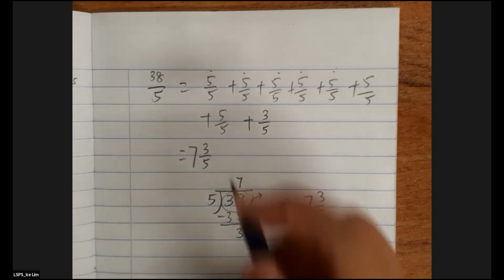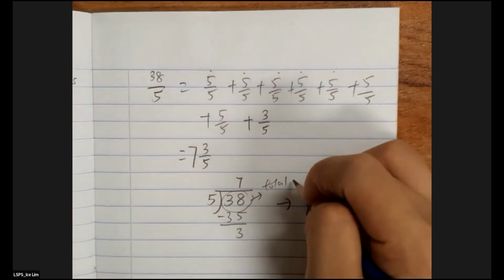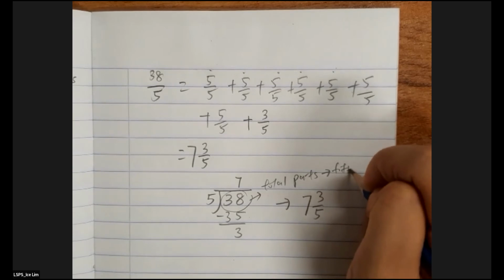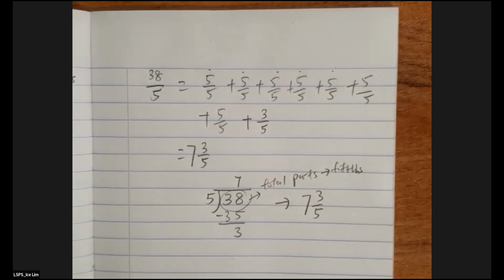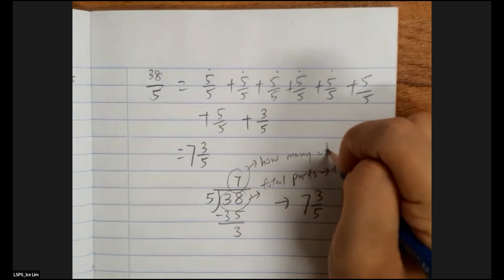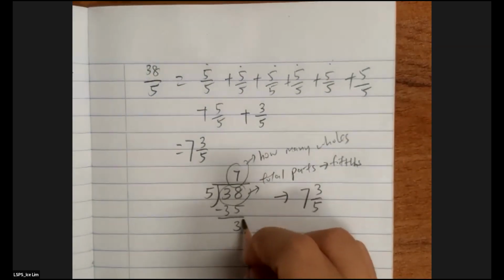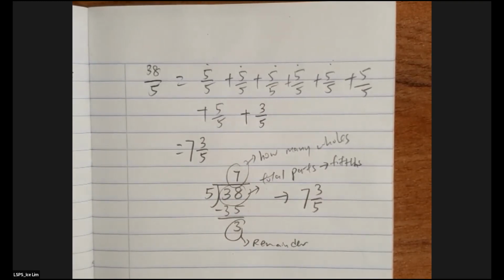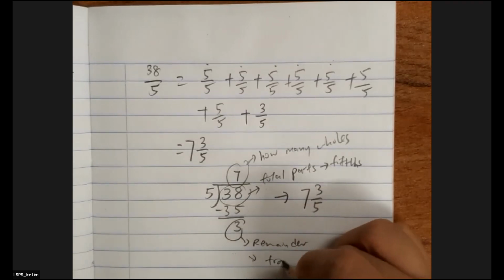38. What does 38 represent? Yes, Roshan? Very good. The total number of parts, the total number of fifths. What does 7 tell me? Yes, Jejit. Very good. How many wholes? What does the remainder mean? The number of parts left, the fraction that is left.